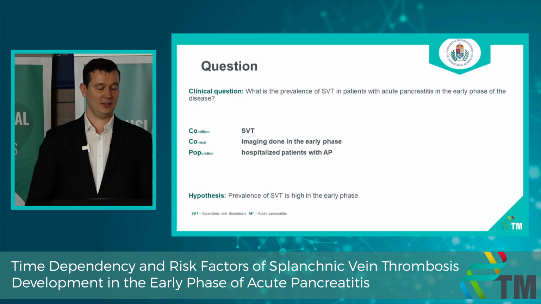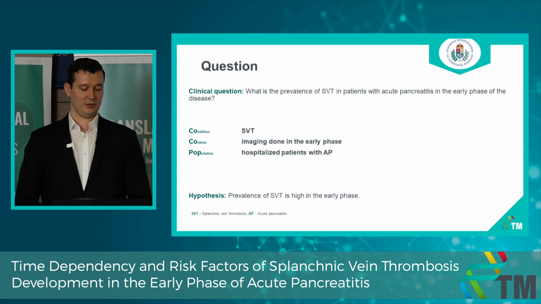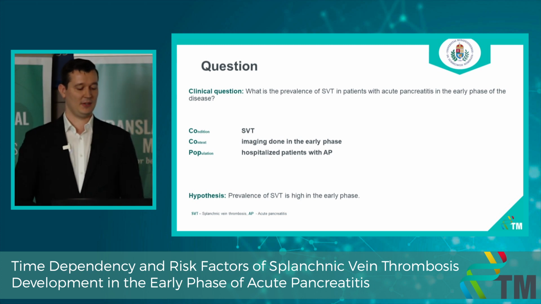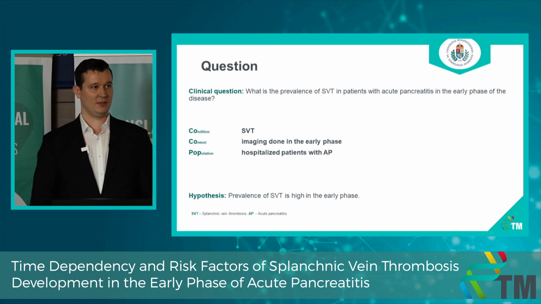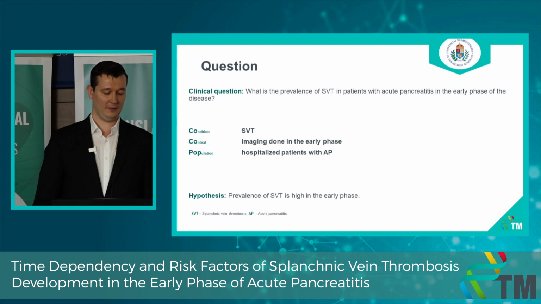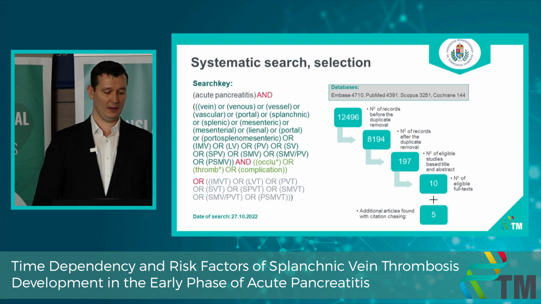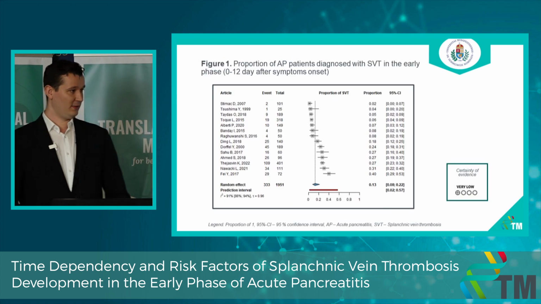And to examine this, we have employed the COCO-POP framework. We have looked at SVT prevalence in studies that look at AP patients hospitalized, and there was some imaging done in the early phase. Through a systematic search, we have identified 10 studies and 5 additional ones through citation chasing. So here are the results of the analysis.